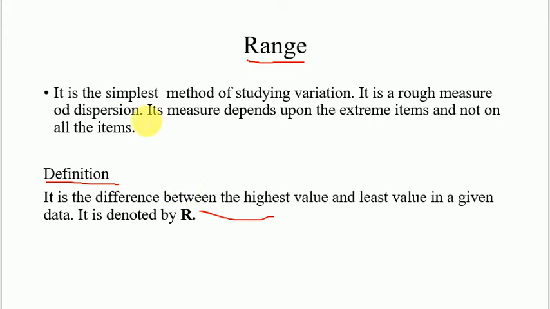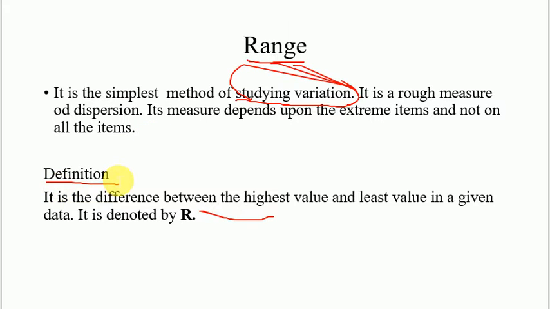So what do you mean by range? It is the simplest method of studying the variation, that is the dispersion. It is a measure of dispersion which depends on the extreme items and not on all the items. Extreme items we can see in the observations too: the one least, the one highest. So it depends upon the extreme items and not all the observations.